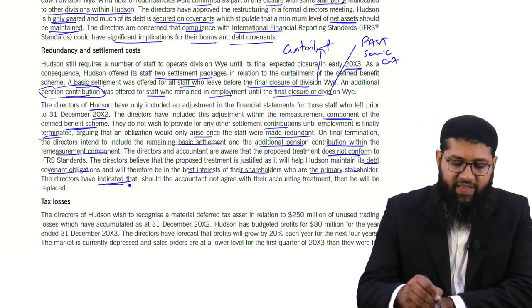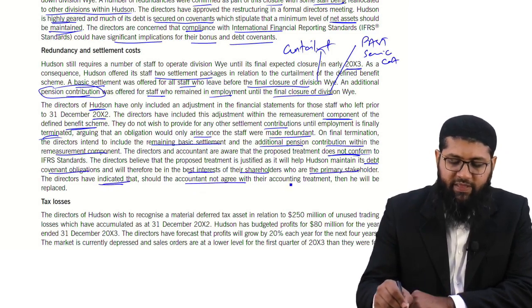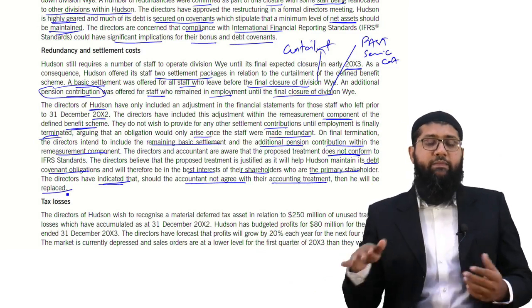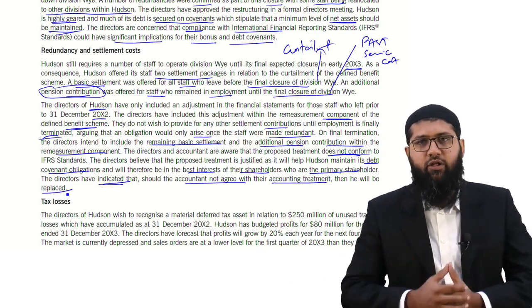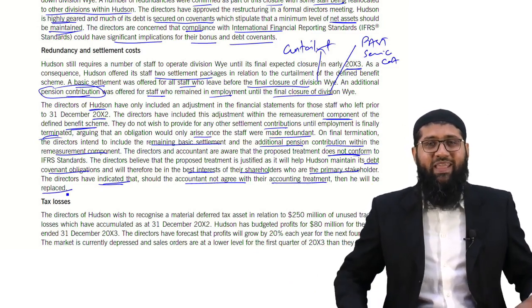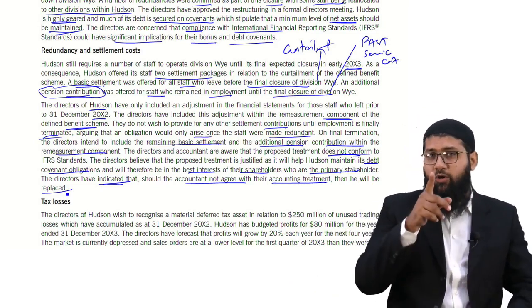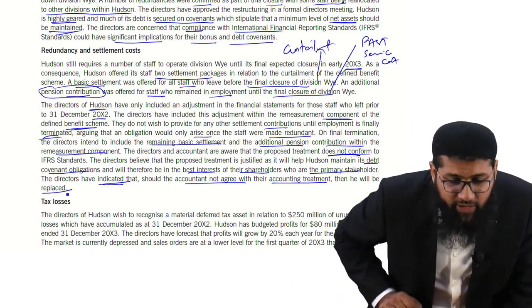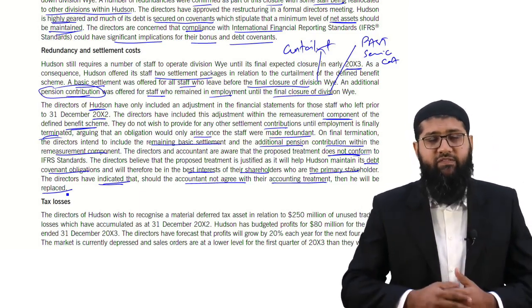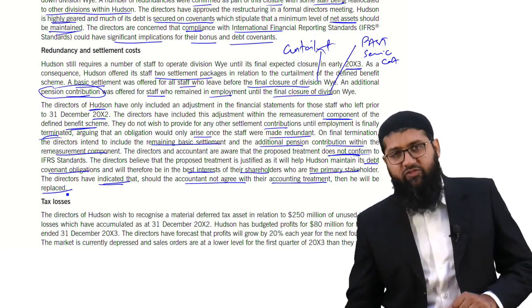The directors have indicated that should the accountant not agree with their accounting treatment, then he will be replaced. Okay, so there is an intimidation threat for the accountant also. So what is he going to do? He is being intimidated that look, you've got to make sure that you don't comply with IFRS. If you are going to comply with IFRS, then make sure you are going to be replaced.